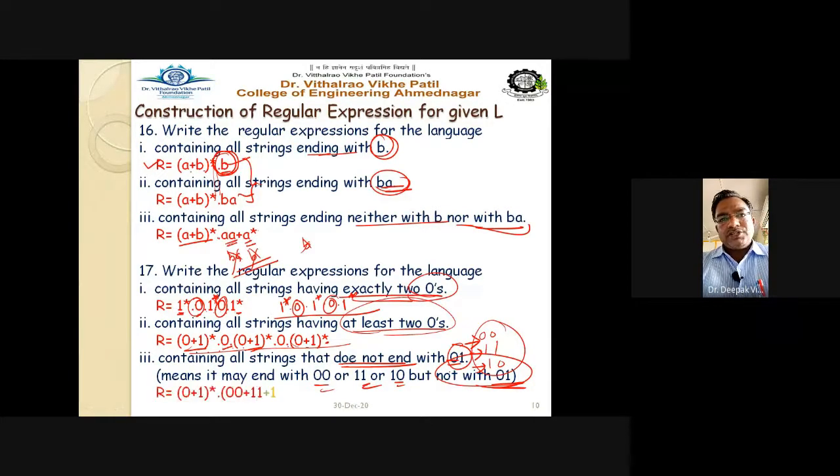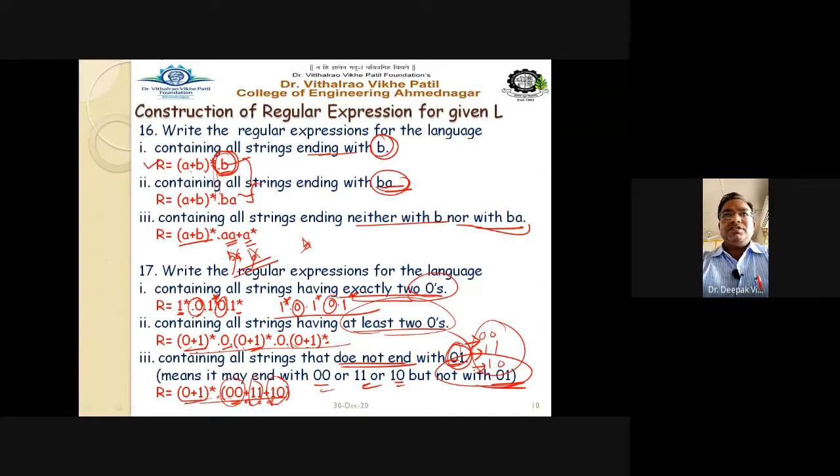So the expression is written like this: (0 plus 1) raised to star, so any combination of 0 and 1 is possible, into the bracket 00 plus 11 plus 10. This string may have 00 at the end, or 11 at the end, or 10 at the end, but in no case must it end with 01, right? So this is the way.